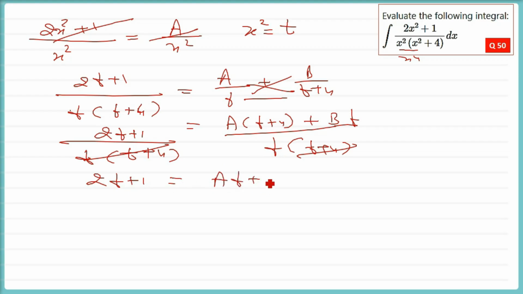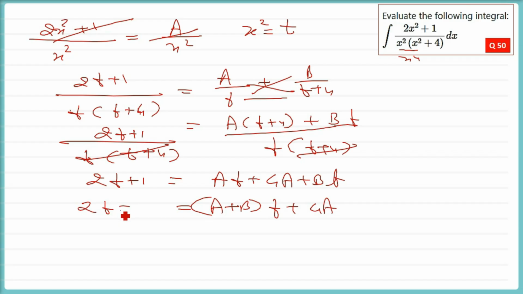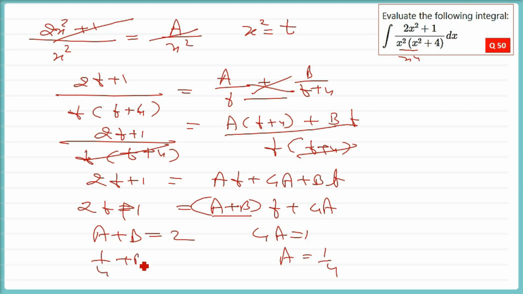So this a into t plus 4a plus bt equals to 2t plus 1 on the left. Combine the terms. So a plus b into t, and then we have 4a. Now equate it. A plus b will come as 2 and 4a will come as 1. So a becomes 1 by 4. You can put it here, 1 by 4 plus b equals to 2. So b will be 2 minus 1 by 4. That is 8 minus 1 by 4. 7 by 4 will come.